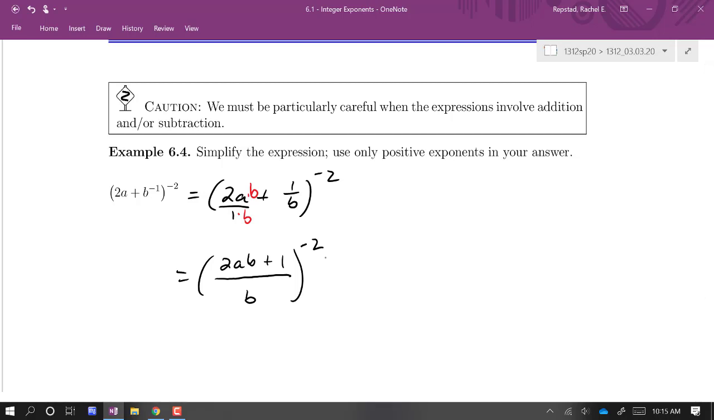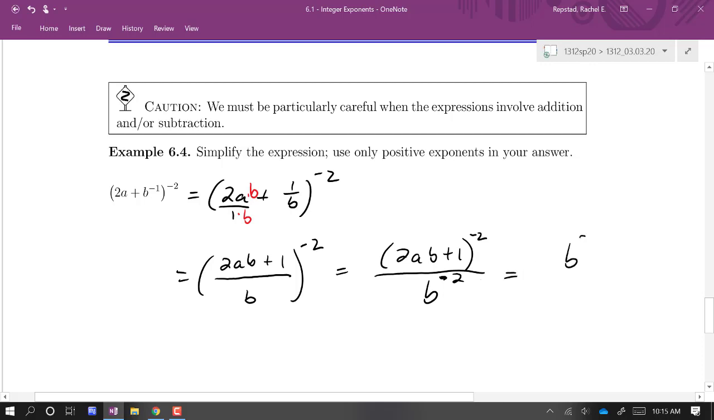And the advantage to doing that is that now we have a fraction raised to a power, and we can distribute an exponent over division. We're allowed to do that. So this is 2ab plus 1 to the -2 over b to the -2. And then we could flip them over to get positive exponents. So we have b squared over 2ab plus 1 squared. You could leave it like that, or now you could FOIL what's in the bottom if you want to. That'd be fine.